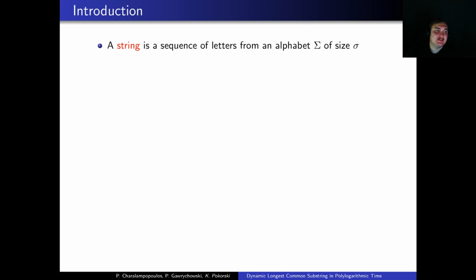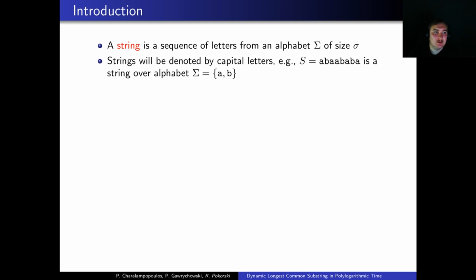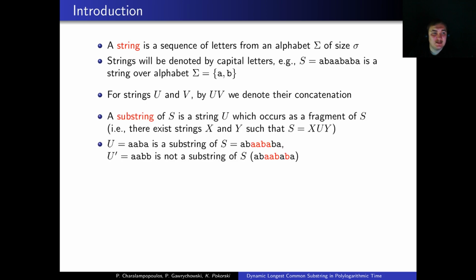Let me start with a few definitions. A string is a sequence of letters from some fixed alphabet of size sigma. We will denote strings with capital letters, and of course we can concatenate strings. A substring of S is any slice of S from some position to some position. It should be a consecutive fragment of S.